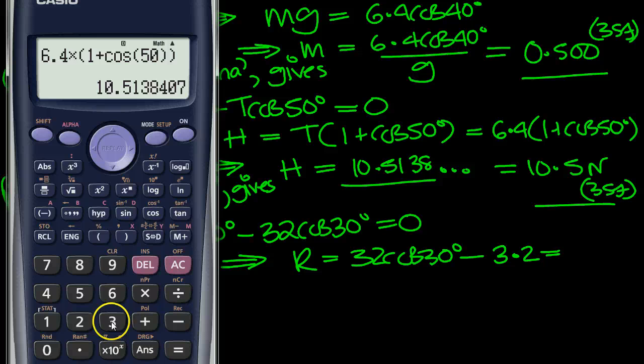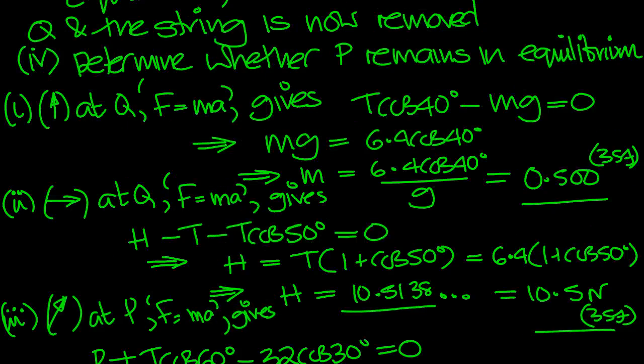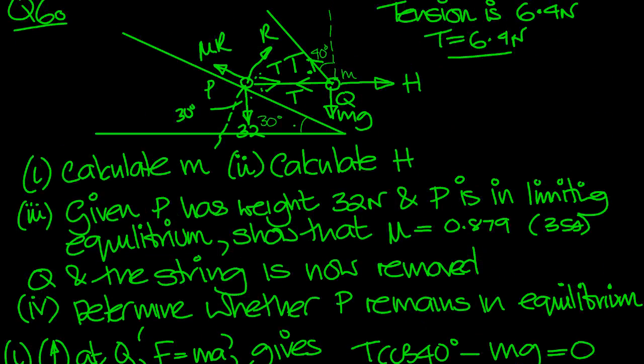So what have we got then? We got 32 times cos of 30 degrees minus 3.2 equals 24.5128, which is equal to 24.5 to three significant figures Newtons. So there's our reaction force then. Part 3. So now we can resolve the other way, and hopefully we'll get mu now.